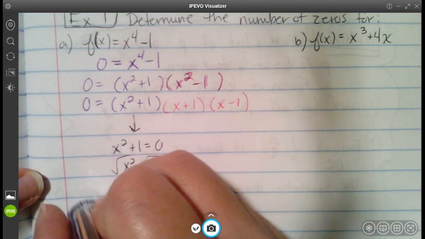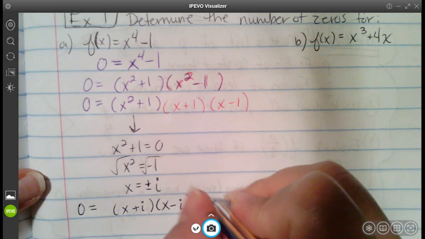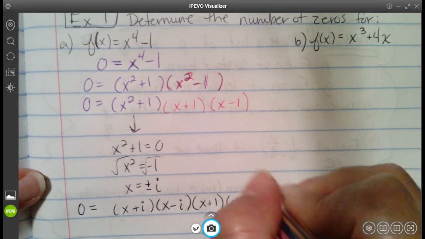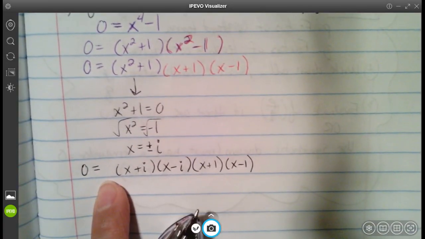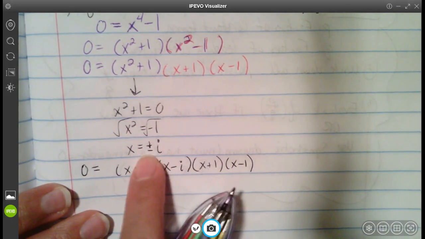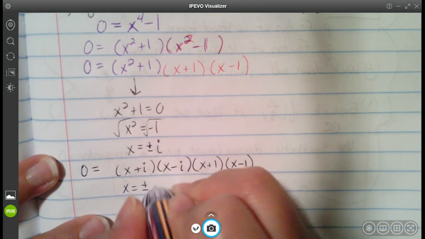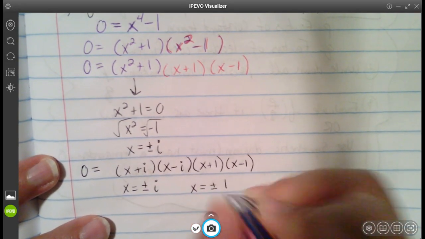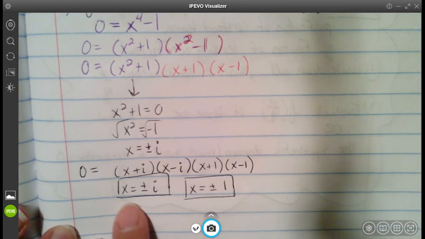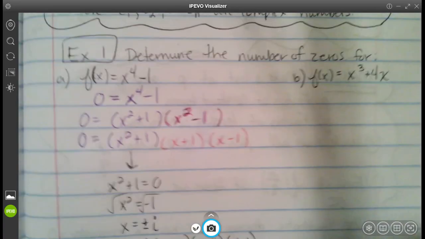So my factors in total are going to be all of these. Let me bring these down. So x plus 1, x minus 1. Okay, so this is going to give us our zeros. Our zeros from here would be x equals plus or minus i, so there's two of them, and x equals plus or minus 1, those two. And we can see that there are 4 zeros for this one, which is the degree of our polynomial. Okay, let's try the next one.